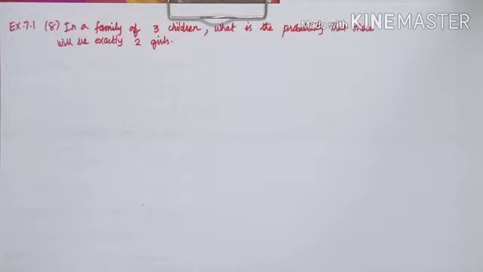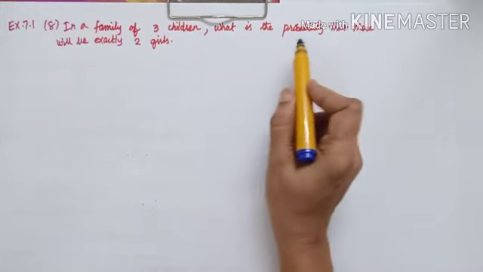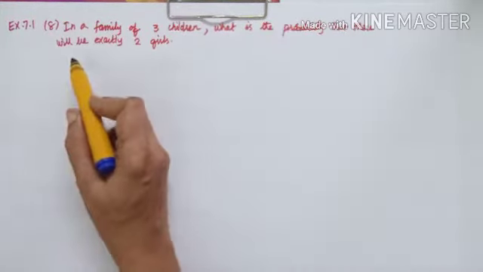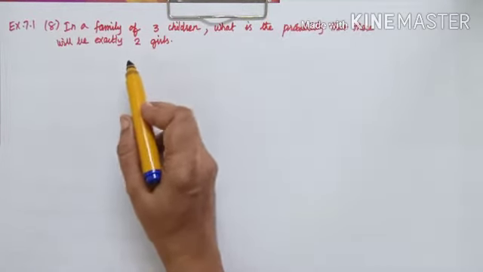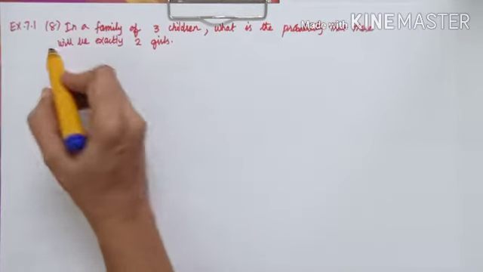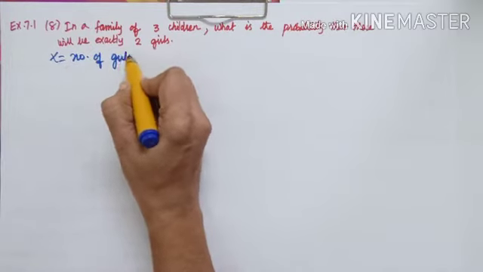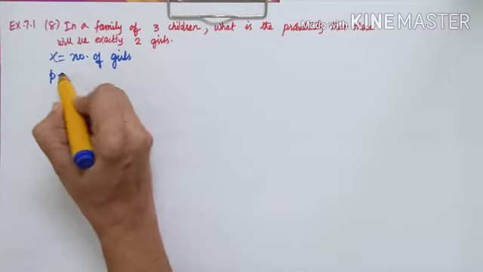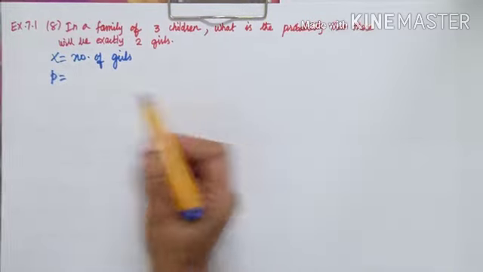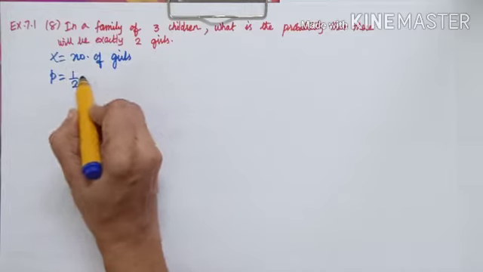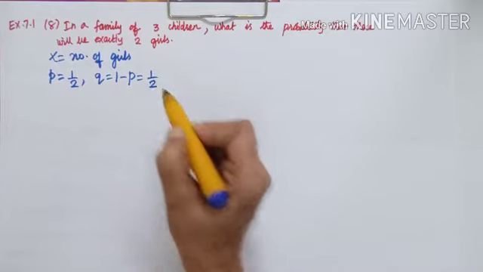Exercise 7.1, question number 8. In a family of 3 children, what is the probability that there will be exactly 2 girls? Assuming the family has only boys and girls, let us consider X is equal to number of girls. Here, P is equal to getting girls. In a family, either boy or a girl. So, probability of girl is 1 by 2. Probability of a boy is also 1 by 2 only.